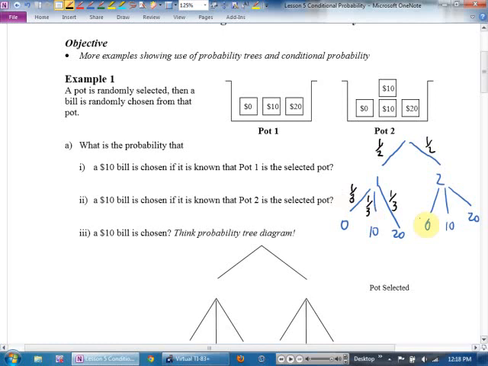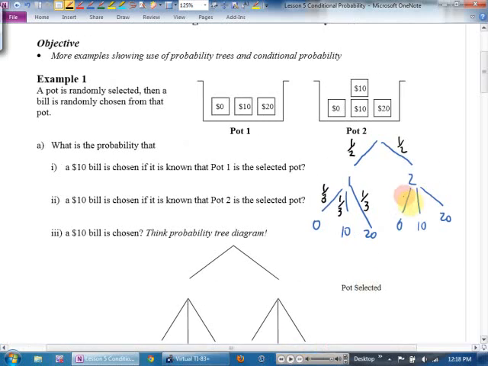Oh, now we're in pot 2. What are the odds of getting a 0? 1 out of 4. What are the odds of getting a 10? 1 out of 4. What are the odds of getting a 20? 1 out of 4. Okay, we've got our tree. And you'll find you get pretty quick at drawing these. Now let's answer the questions.